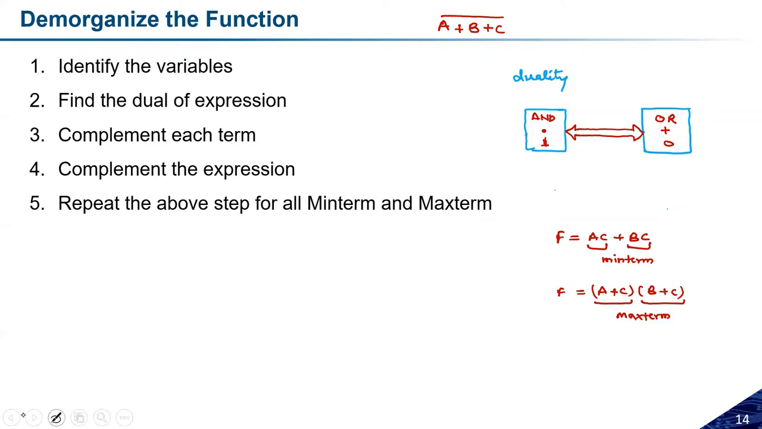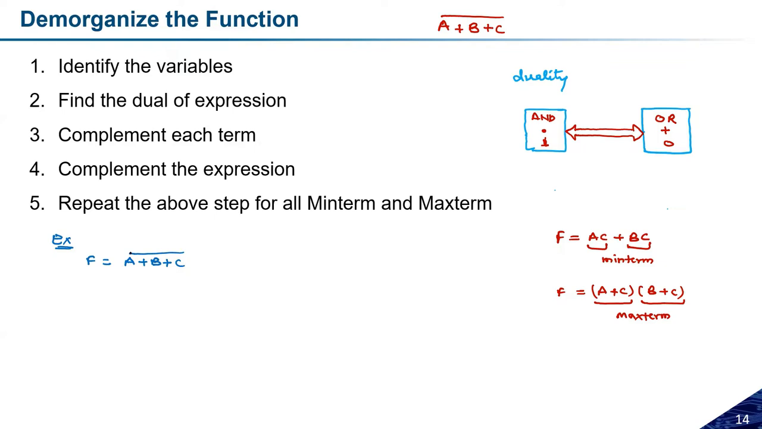Let us consider one example. Suppose I have a function, I have already considered this function, f is equal to a plus b plus c complement. If I have a function like this, let us start one by one. Identify the variables. We have three variables here, a, b, and c. Find the dual of the expression.